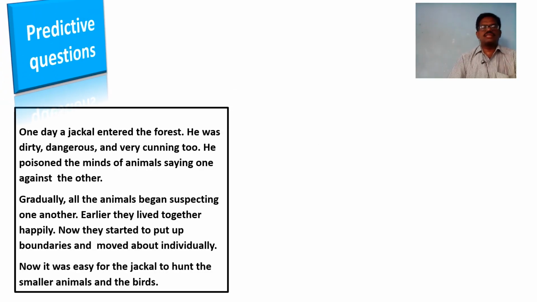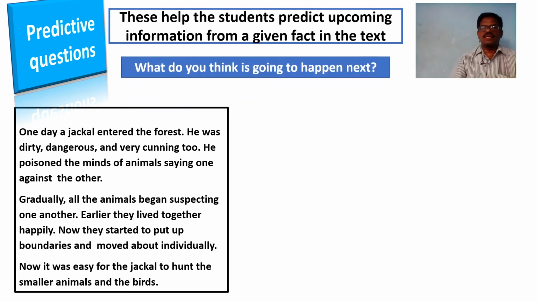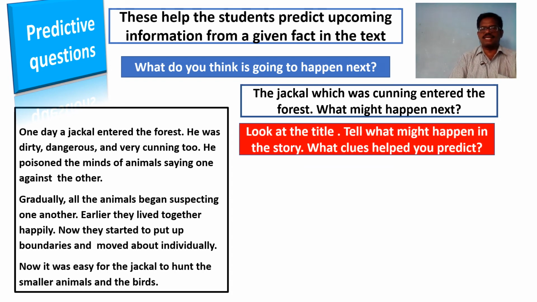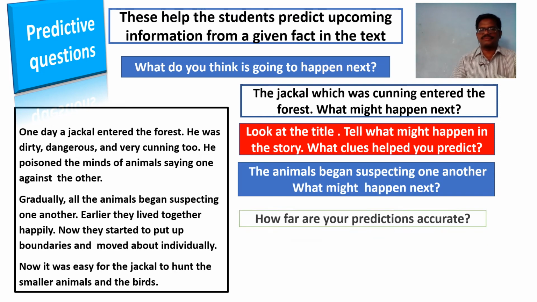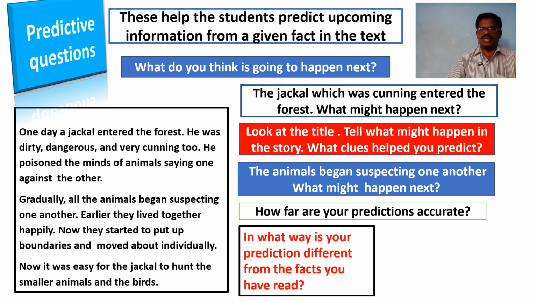Now another set of questions, that is predictive questions. Here, these questions help the students predict upcoming information from a given fact in the text. What do you think is going to happen next? The jackal, which was cunning, entered the forest. What might happen next? Look at the title. Tell what might happen in the story. What clues helped you predict? The animals began suspecting one another. What might happen next? How far are your predictions accurate? In what way is your prediction different from the facts you have read? In this way, we can ask the predictive questions.